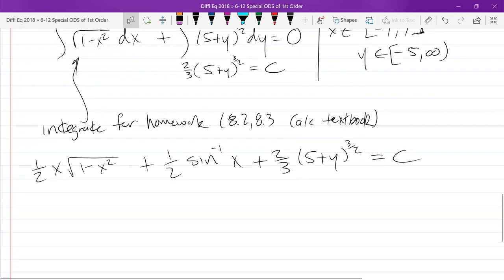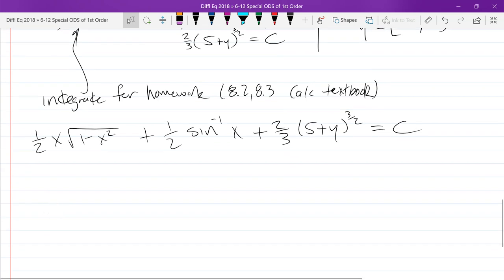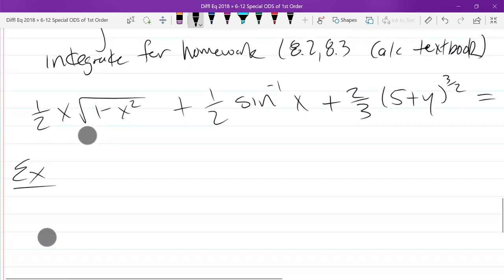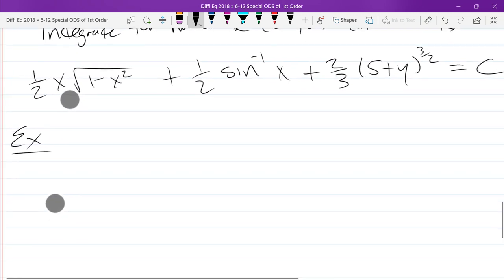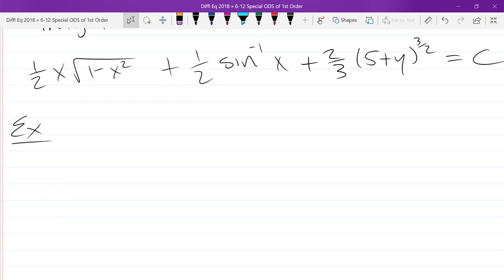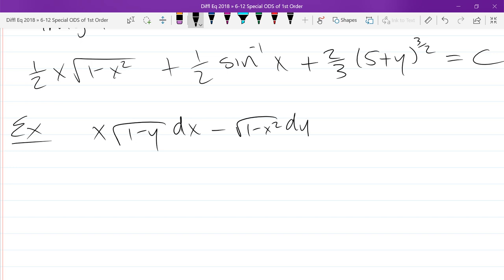All right, so we're going to go on to the next problem. So we got three more of these to go. So we got x square root 1 minus y dx minus square root 1 minus x squared dy equals 0.